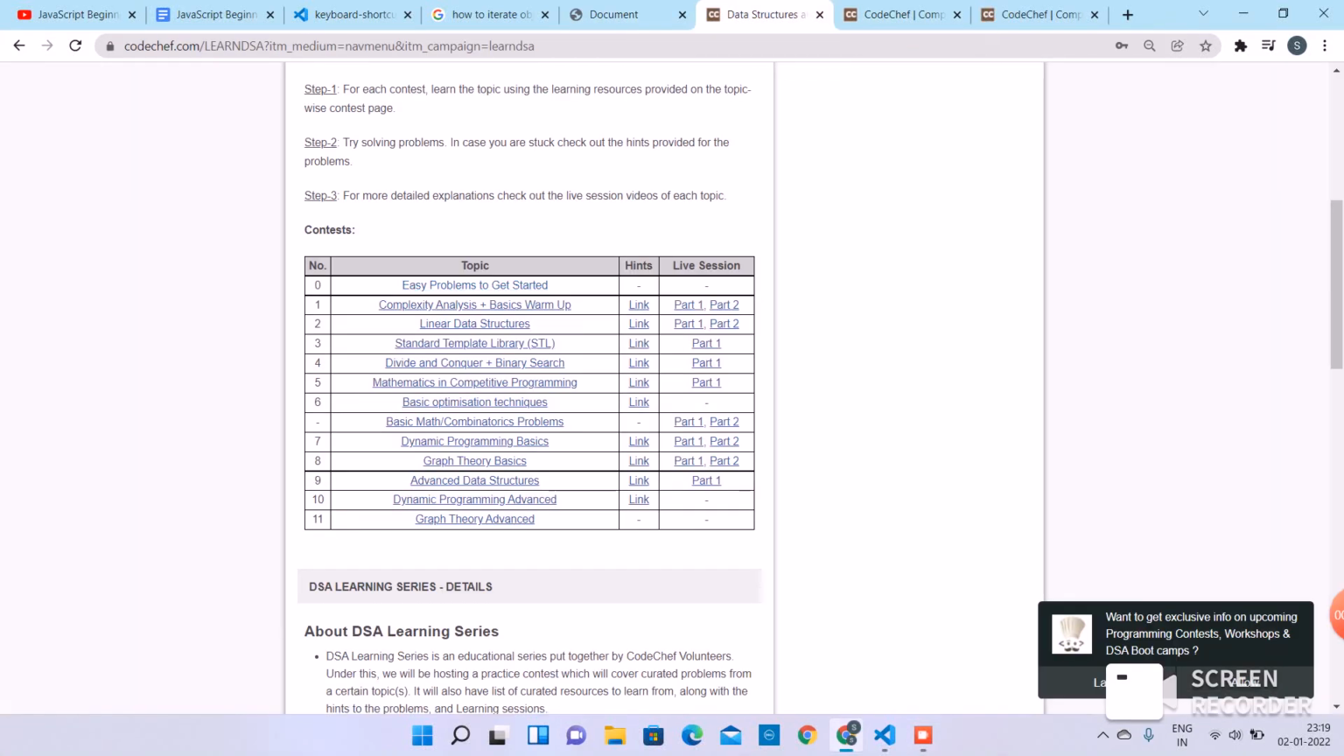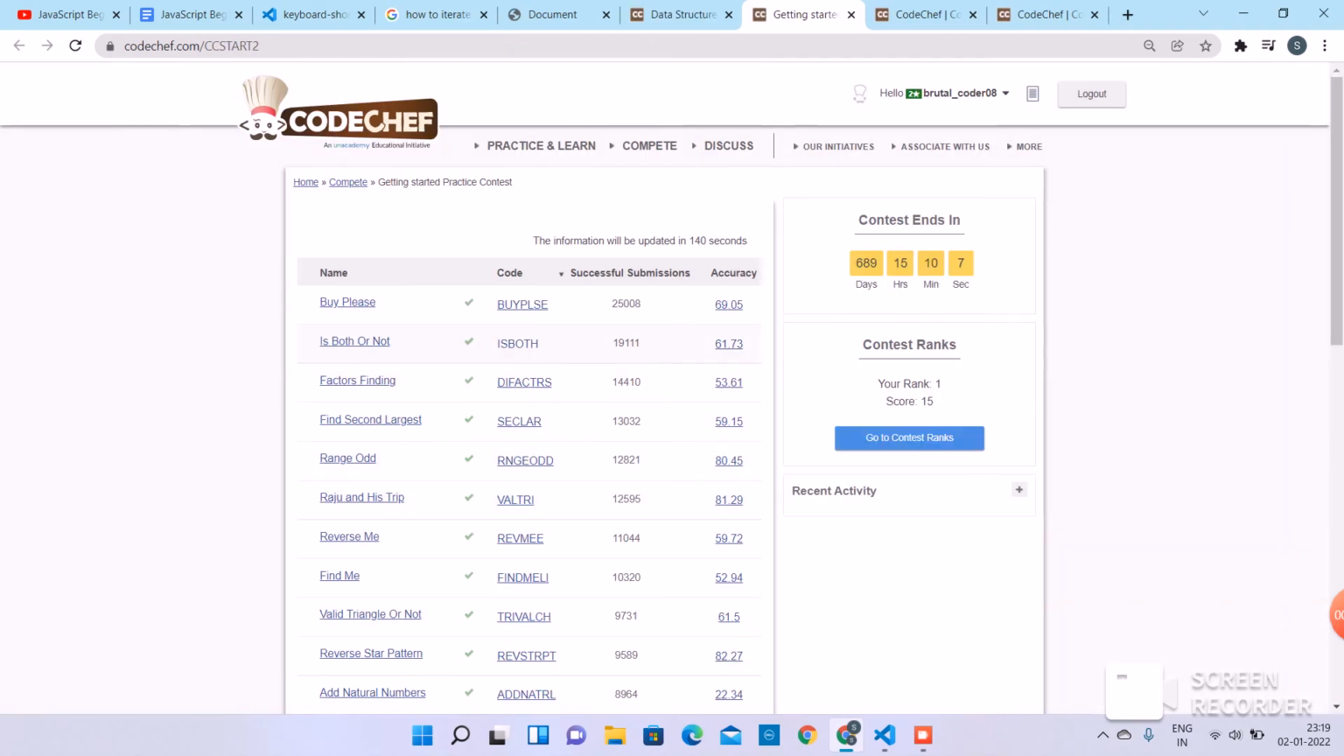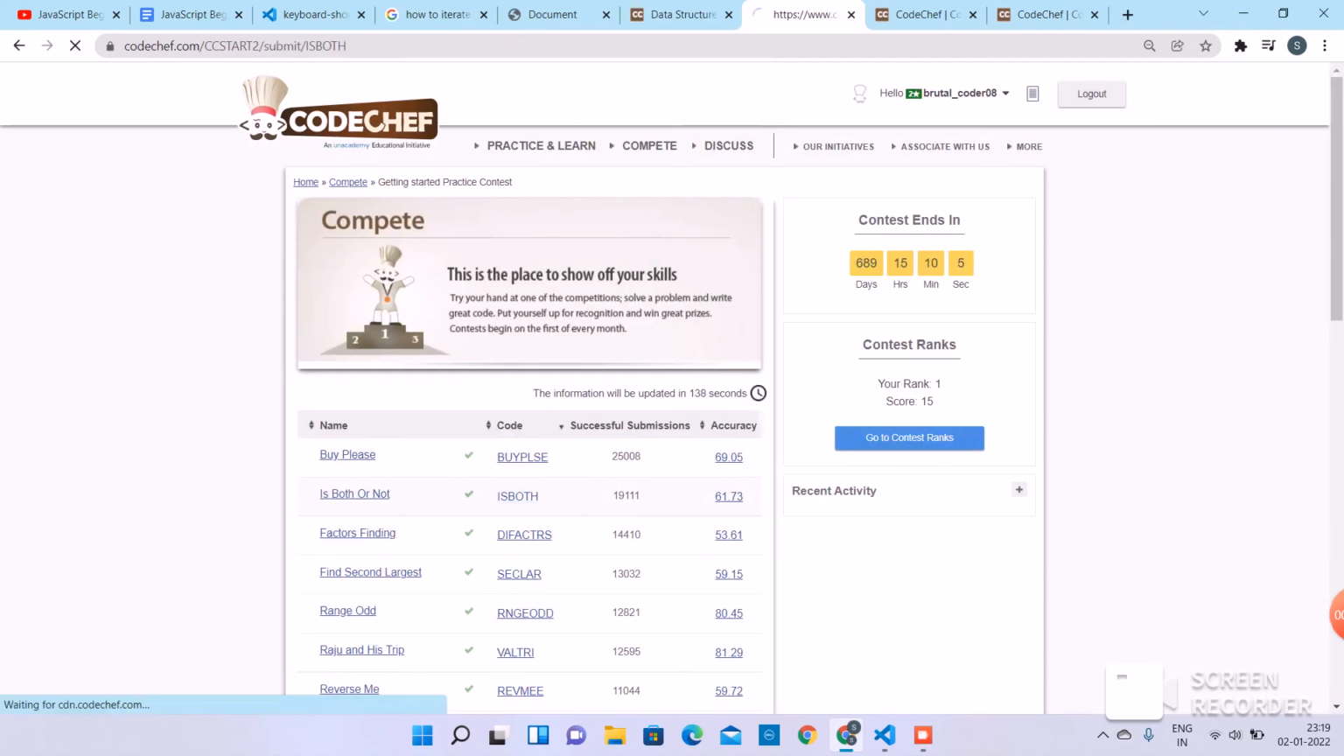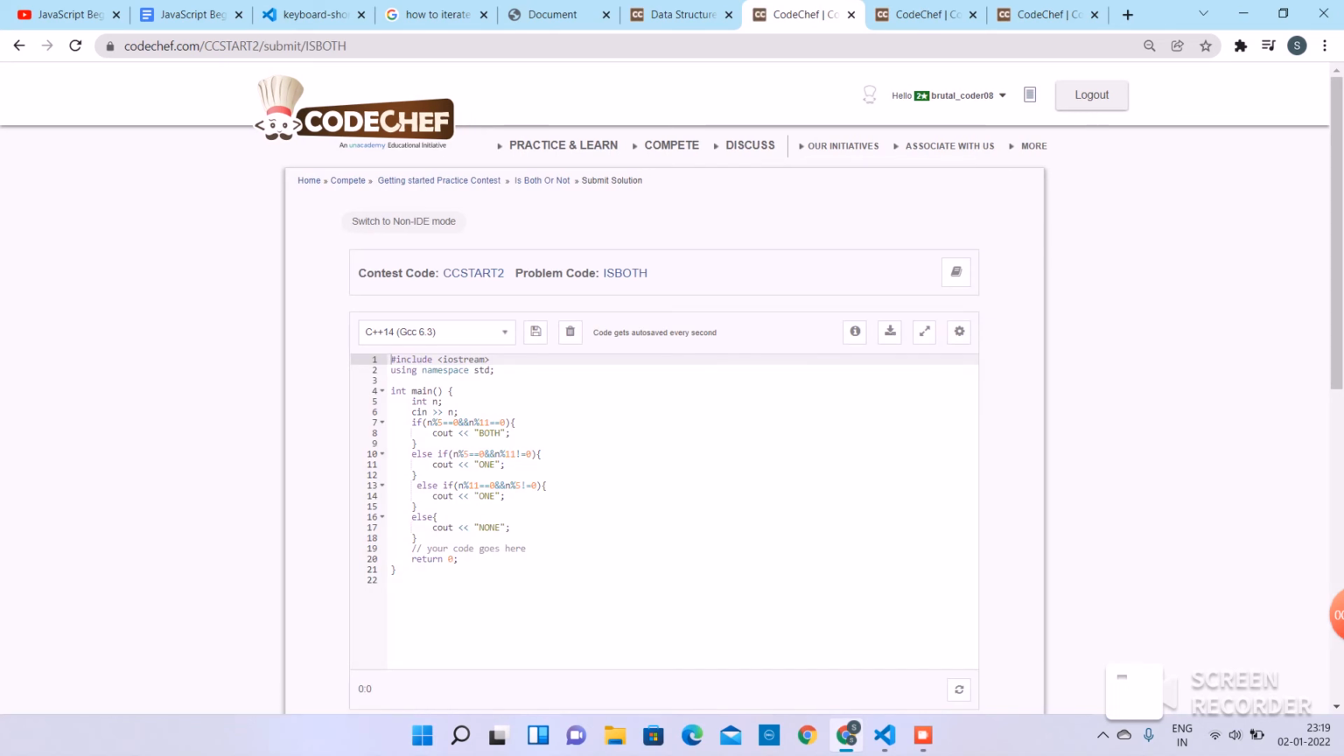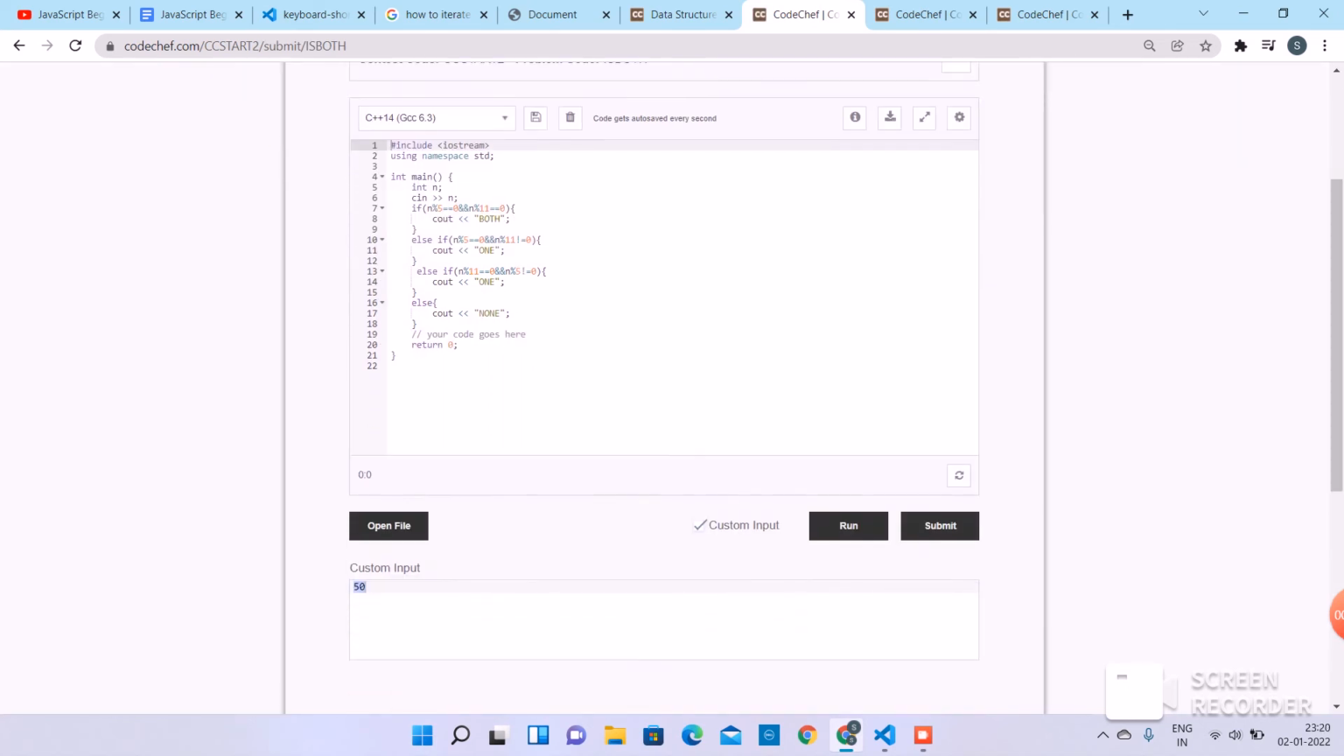Easy problem to get started. Is both. Next question is both. So I decided default. So the question says we have to take the input of a number.